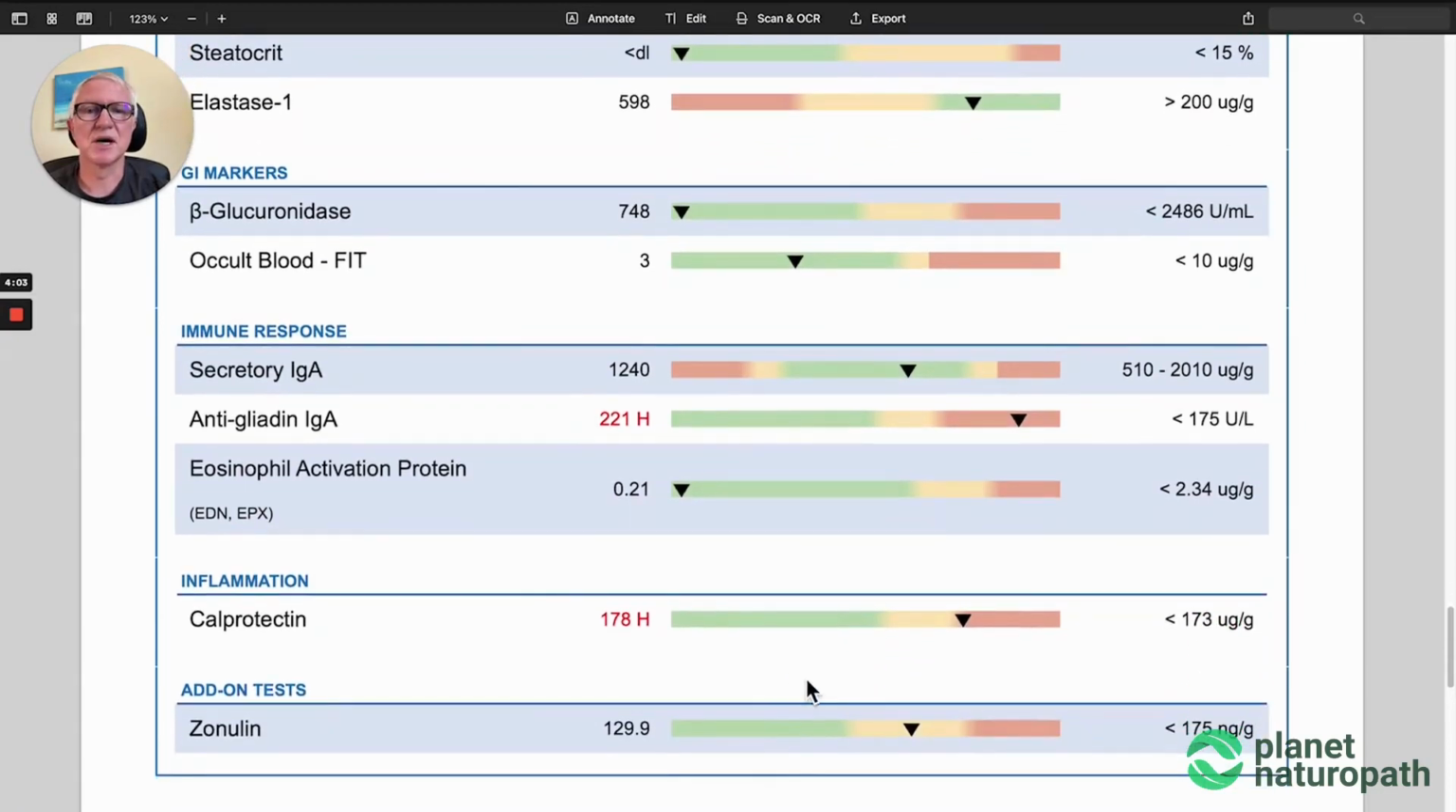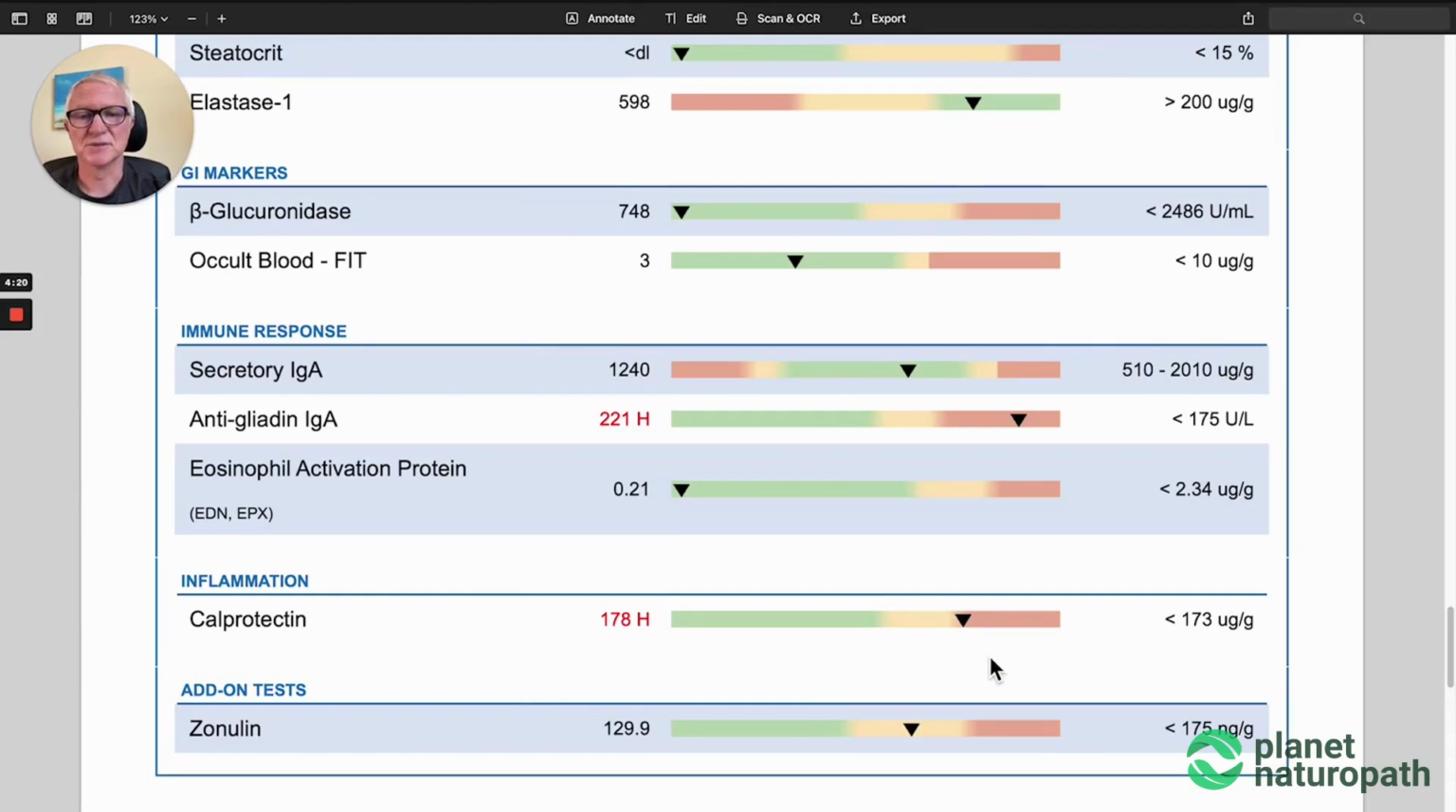So calprotectin is a marker of inflammatory bowel disease, but with moderately high levels, it doesn't mean that someone has inflammatory bowel disease. You want to make sure that blood levels are low. Potentially a colonoscopy would be needed to rule this out.